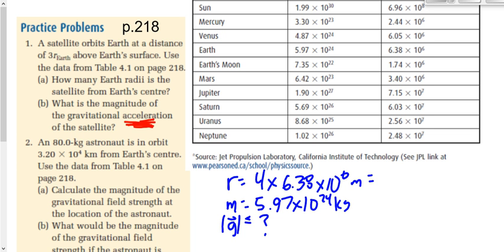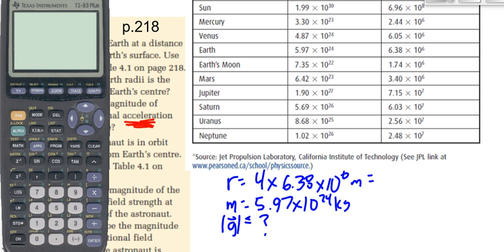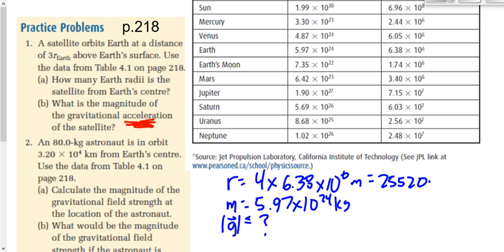Good. What do we know more about? The Earth or the satellite? The Earth. Yeah. So let's use the producer equation since we know more about what causes this field. Let's get the value of r here first, and then we'll sub everything into that producer equation. r is 4 times 6.38 times 10 to the 6, which gives us 25,520,000 meters. And now let's sub them into that producer equation.